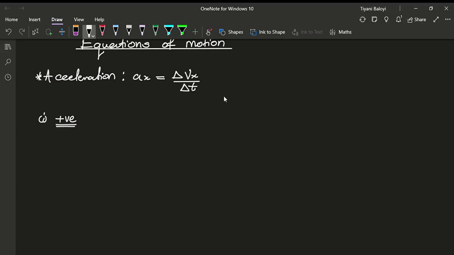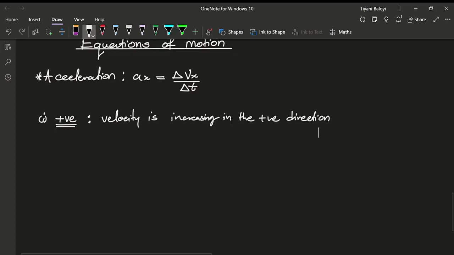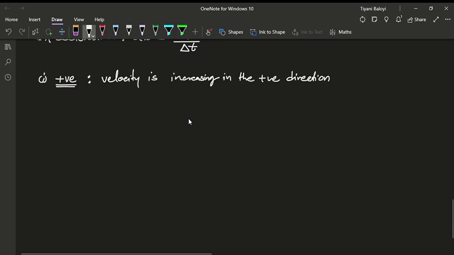The positive acceleration means that velocity is increasing in the positive direction, right? Because we choose a direction. If velocity is increasing in the positive direction, then we know that our velocity is positive. But how do you know when your velocity is increasing in the positive direction? So it works out like this.